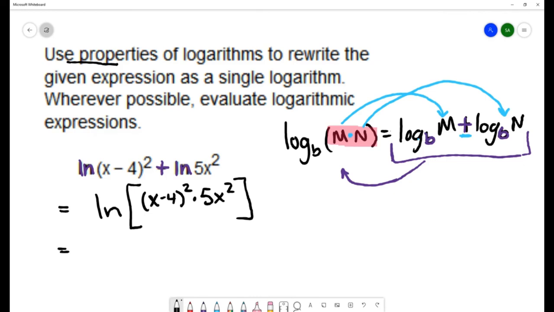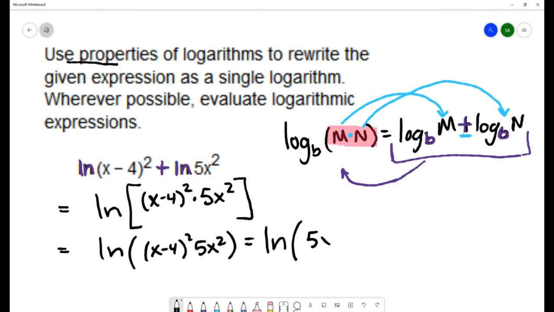So we can write this as natural log. I'm going to use parentheses. (x minus 4) squared times 5x squared. We might write that a little bit more conveniently as 5x squared times (x minus 4) squared.